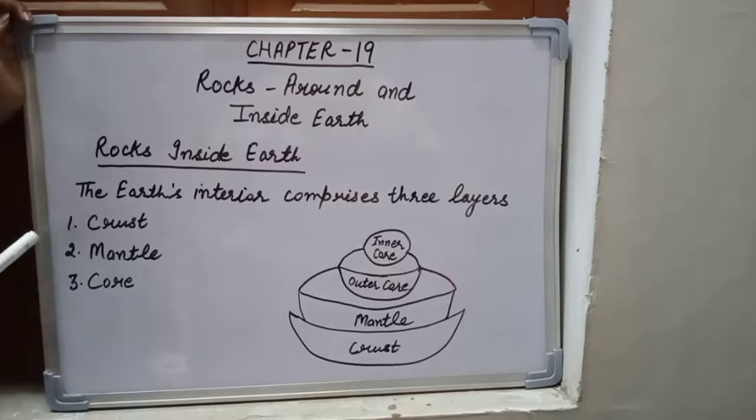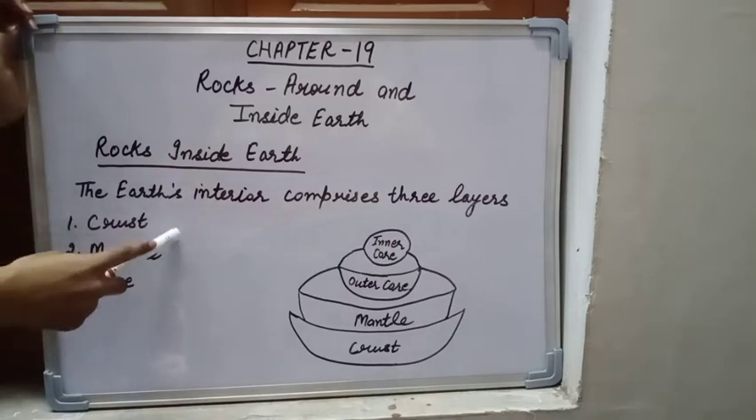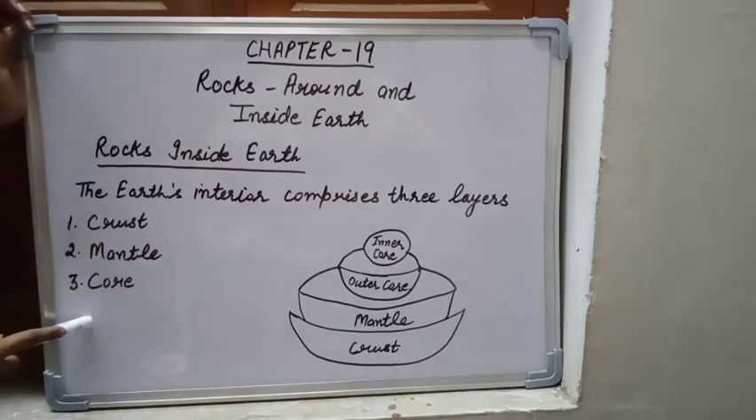The earth's interior is made up of rocks of different densities and different chemical compositions. These rocks may be in solid or molten form, depending on the pressure and temperature at which they are. Let us learn more about that. So, rocks inside the earth. The earth's interior comprises three layers: crust, mantle, and core.